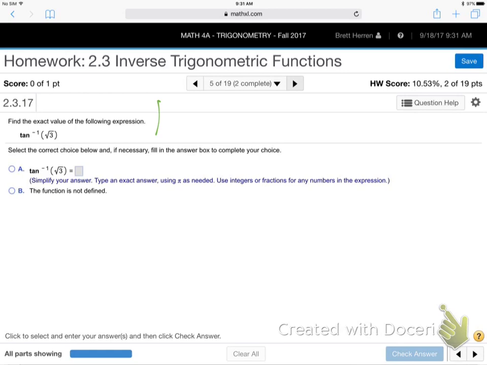All right, try that one. So it's saying tan inverse root 3. So draw yourself a little unit circle. Find out the quadrant you're in. Look at the 3 dots. Small, medium, large.